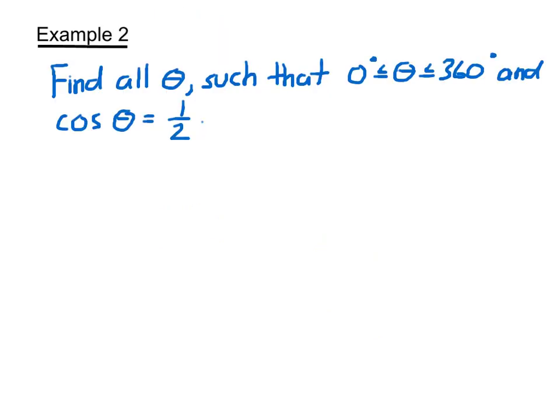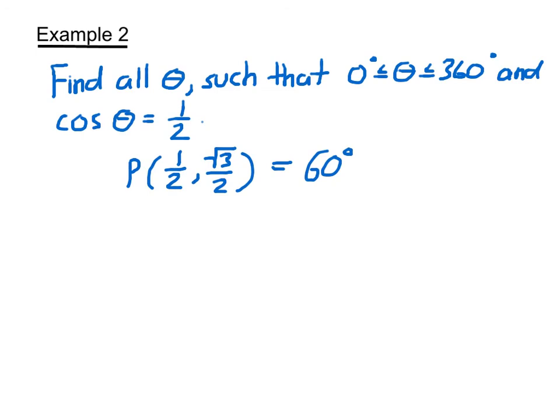In the next example problem, we sort of want to do the inverse of this process. We're asked to find all angles theta such that theta is between 0 and 360, so one revolution of the unit circle, and cosine theta equals 1/2. Well, we know from our previous investigations that one point that has an x-coordinate of positive 1/2 on the unit circle is this guy right here. And that corresponds to an angle of 60 degrees.